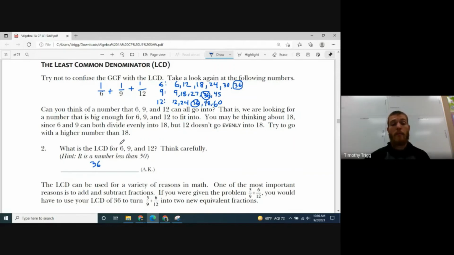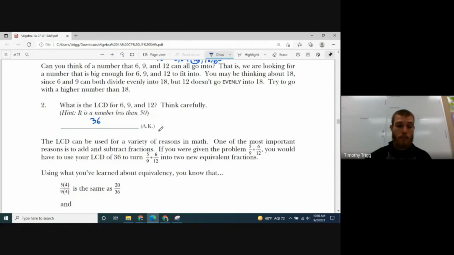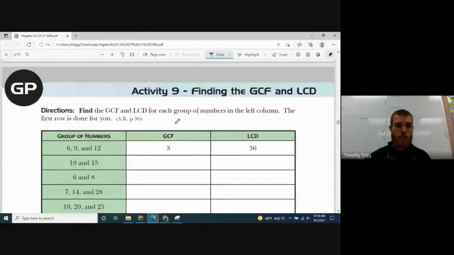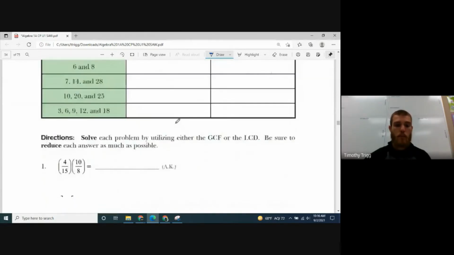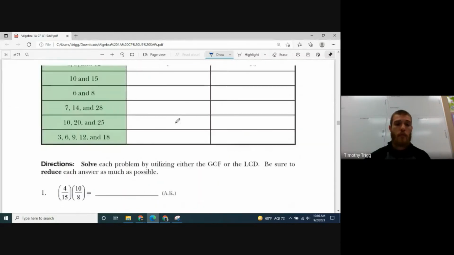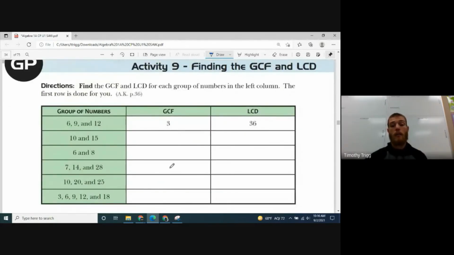And when I do that, then I'd be able to add or subtract the fractions together because you can only add or subtract fractions when they have the same denominator. Okay, so let's look at some examples here. So here you want to find the greatest common factor and the lowest common denominator of these lists.